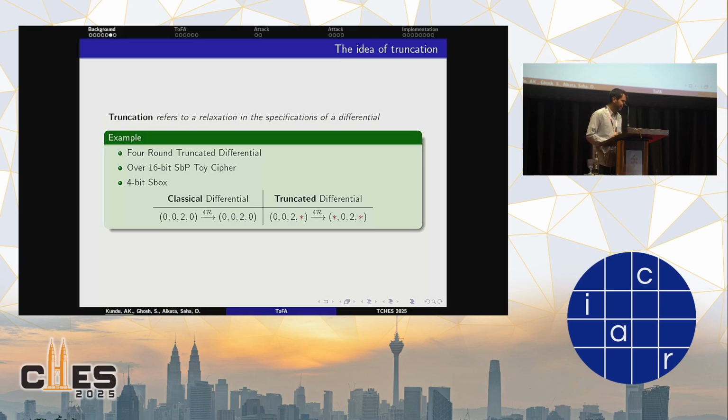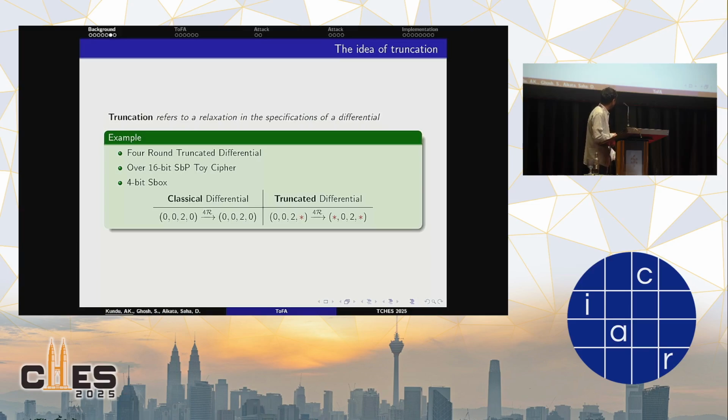If we take a particular example, in the classical differential, we can see that this 0020 goes to a specific 0020 only after 4 rounds. For truncated, this can be any nibble value. So these are all nibbles. 4 nibbles means a total of 16 bits. So it can take any nibble value, and from any nibble value, it can go to any nibble value in these 2 positions only. The remaining 2 positions are only constant.